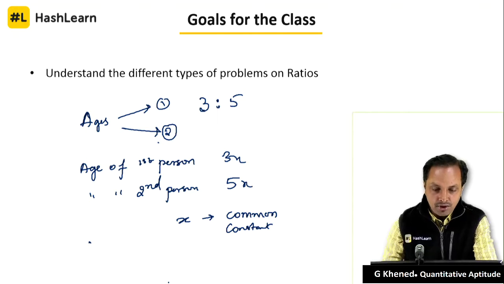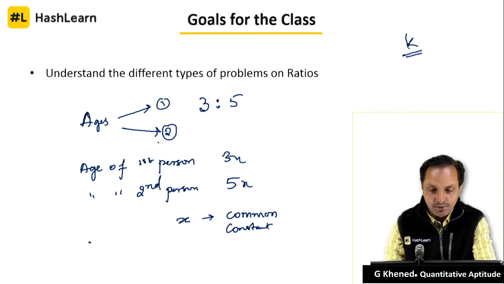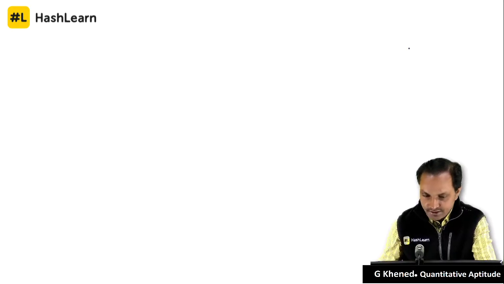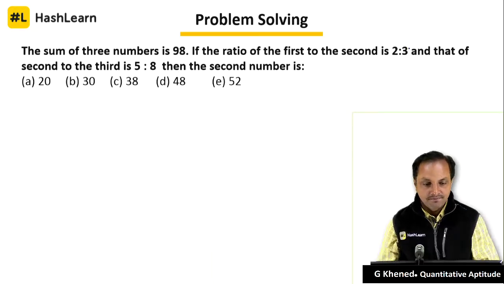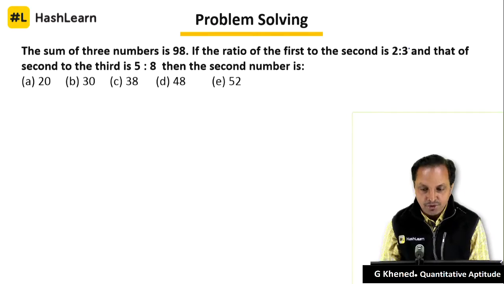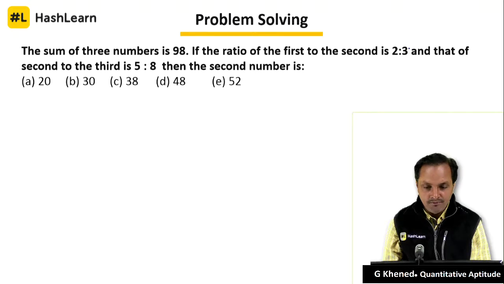Okay, so for all the problems, whenever you have ratios, make sure you multiply with some constant k or x or y, whatever notation you want to give, you can always consider it and solve the problem. Okay, so let us take an example. As I told you, if the ratios are given, you should always multiply them with some constant.